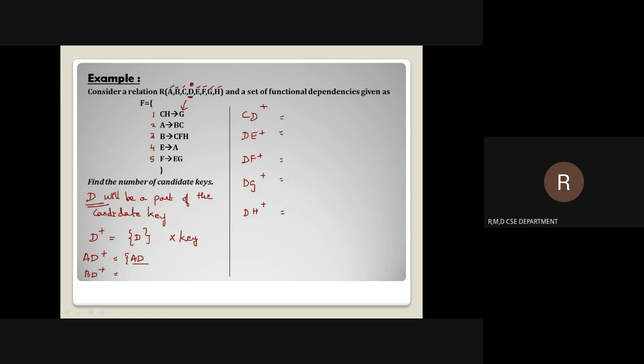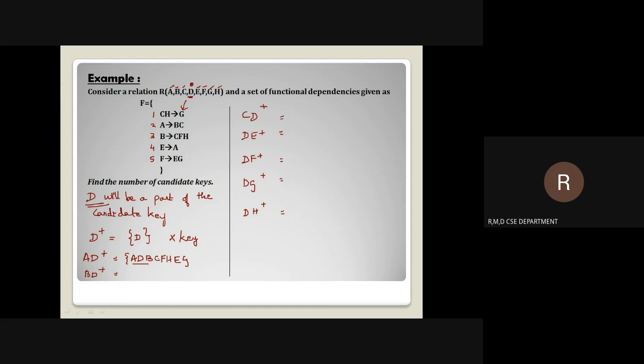On that aspect, A determines B and C. So add B and C, since in functional dependency 2, A determines B. B alone doesn't determine anything else here, but B alone determines C, F and H in functional dependency 3. C is already there, so we have to add F and H. C alone doesn't determine anything. F alone in functional dependency 5 determines E and G.